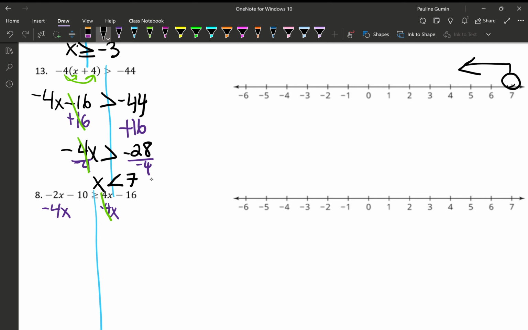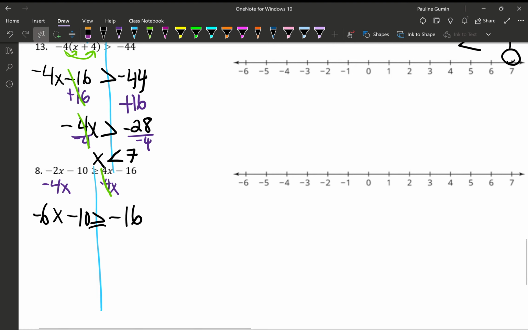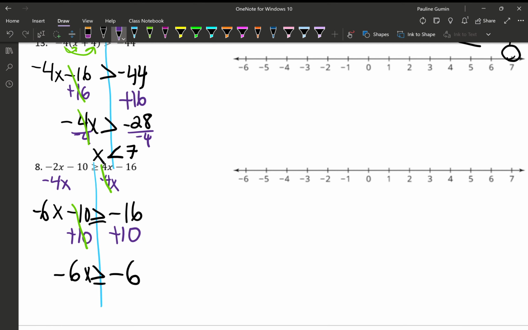Let's do one more of these, a line down the middle. Again, my personal preference is to put the X's on the left side. It really doesn't matter, but that's what I'm going to start with. And I'm going to do that by subtracting 4x from both sides. Negative 2x's minus 4x's is negative 6x's. Bring the negative 10 down, symbol, negative 16. The next step is to add 10 to both sides, because I want to get that x by itself. So I'm left with negative 6x is greater than or equal to negative 6.